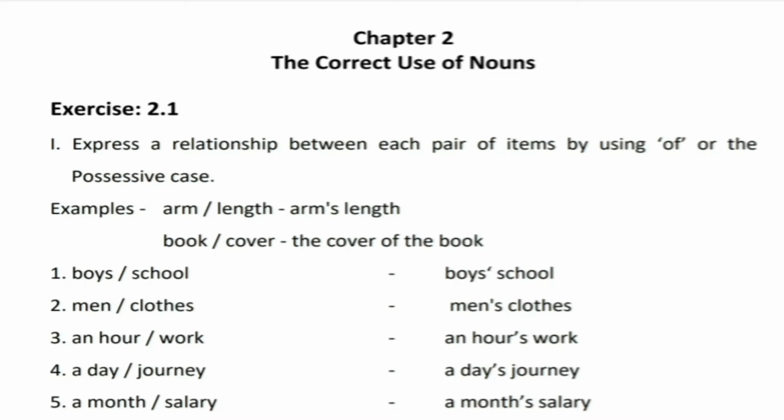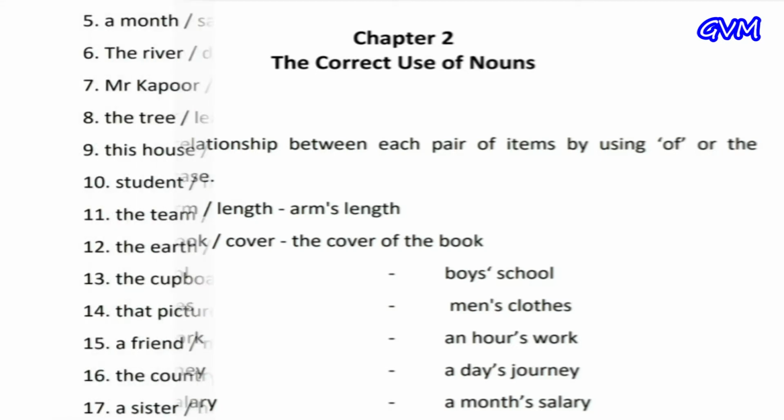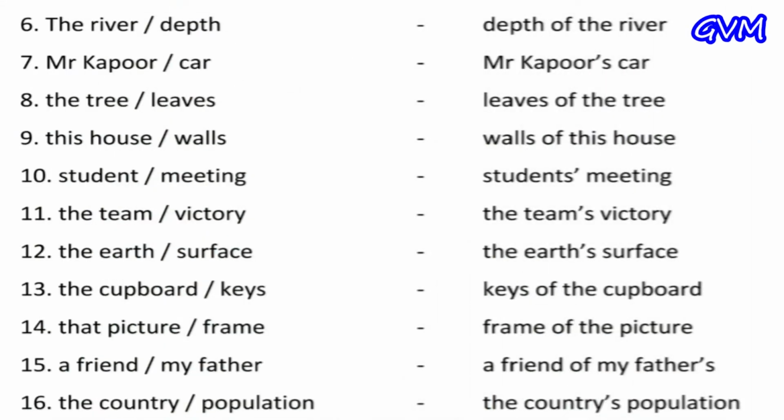Third, an hour walk, an hour's walk. Fourth, a day journey, a day's journey. Fifth, a month's salary, a month's salary. The river depth, depth of the river. Mr. Kapoor car, Mr. Kapoor's car.